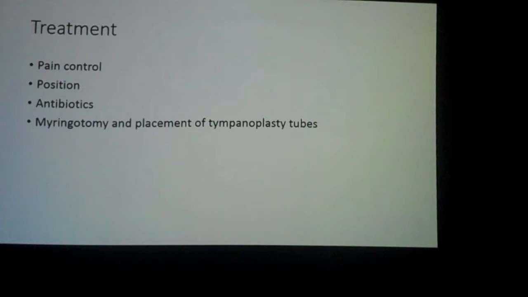Treatment: pain control. This is going to be your Tylenol, your ibuprofen alternations, and then ear drops. So remember, less than 3 years of age, ear drops, you want to pull the pinna down and back. Greater than 3 years of age, you pull it up and back. Keep the child upright, so the positioning is important. And antibiotics, they're going to wait for 72 hours for it to clear on its own before prescribing those.